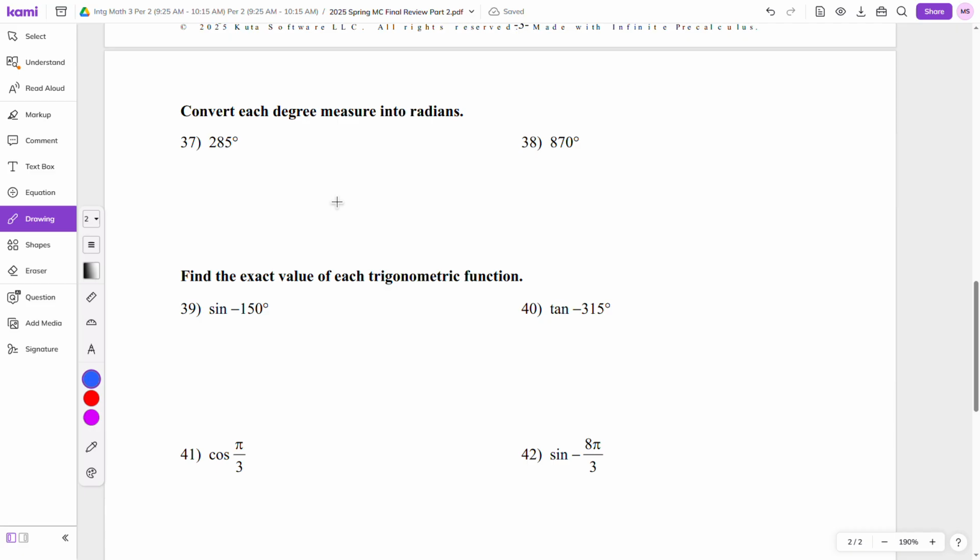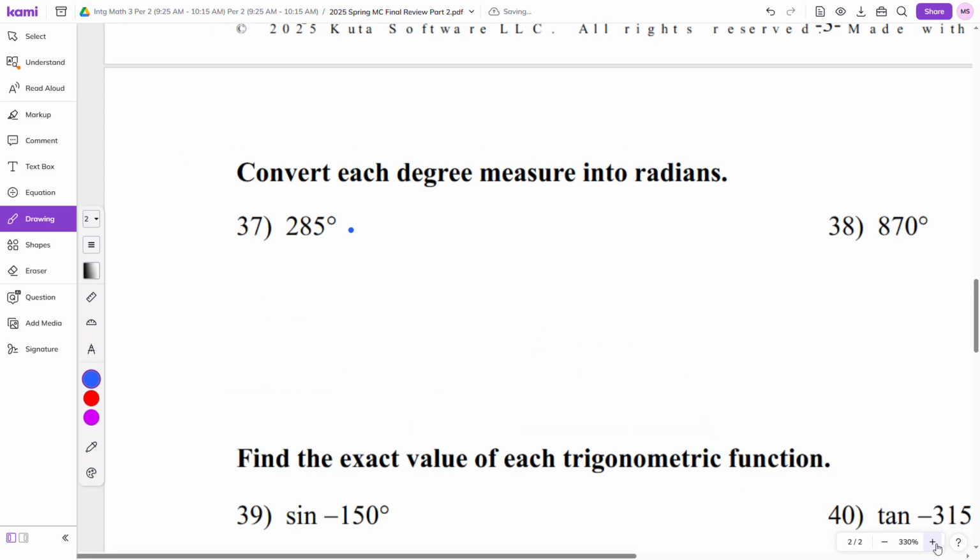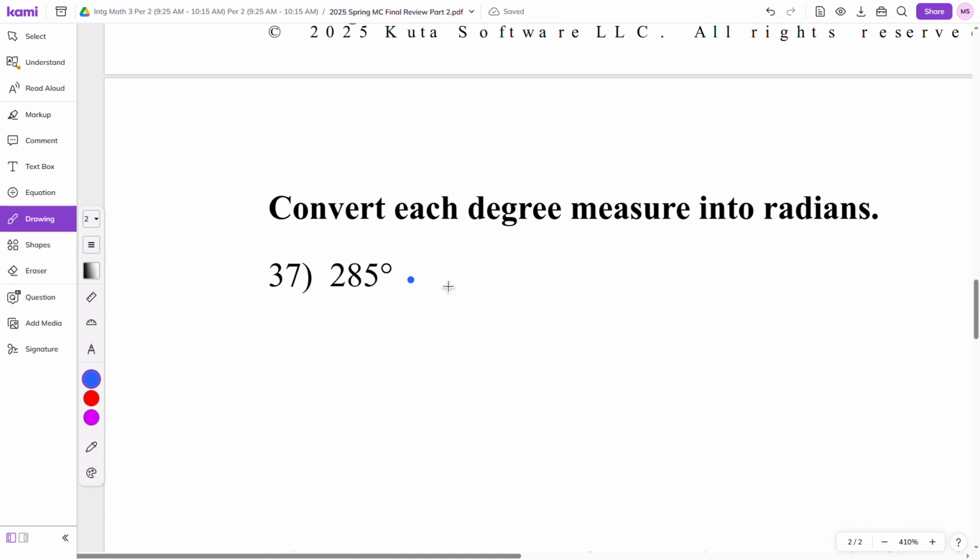So, in the previous video, we talked about converting radians to degrees. This time, it's degrees to radians. It's very simple. Let me actually zoom in here for you guys. So the way you convert from degrees to radians is pi over 180 degrees.